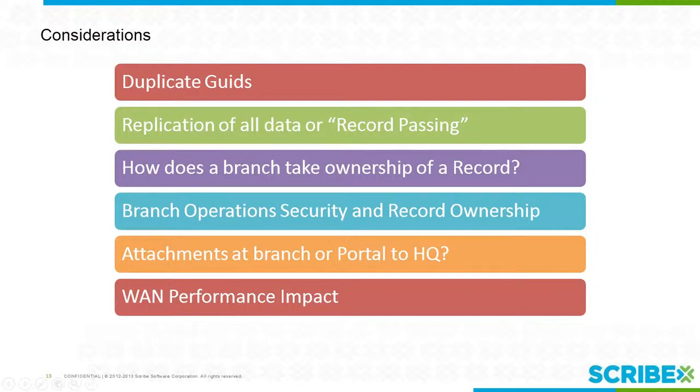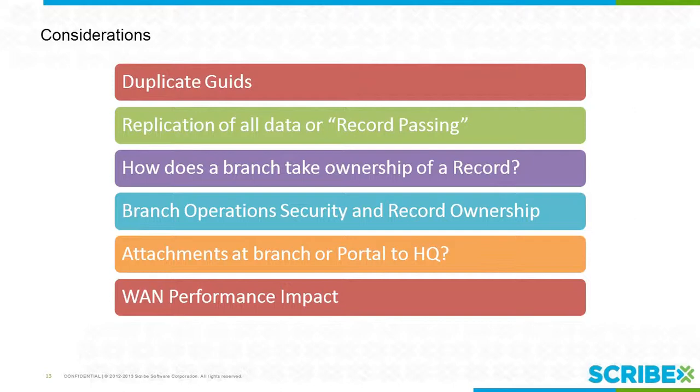Branch attachments is another part of this, because attachments are large bandwidth. When you're moving attachments across the network, you have to consider that in your network. One of the real common challenges, especially when we're dealing with a branch operation, is that the network itself is not usually high speed.